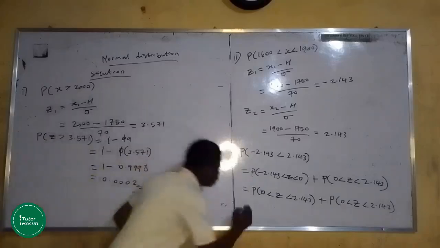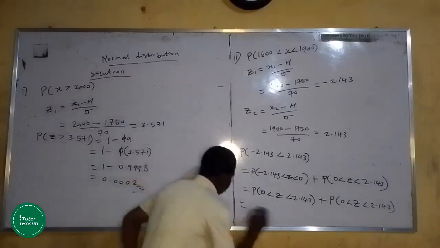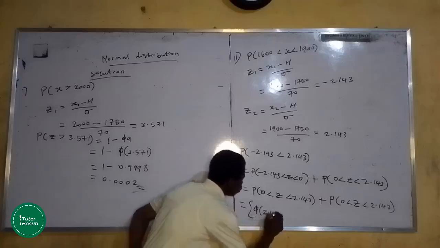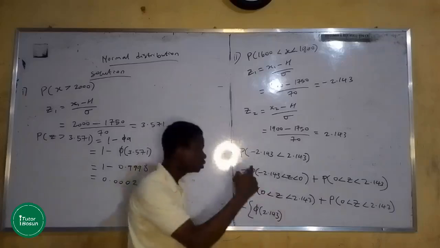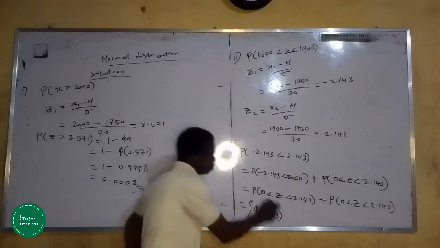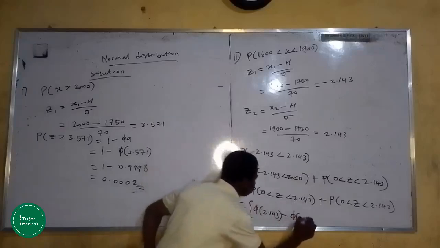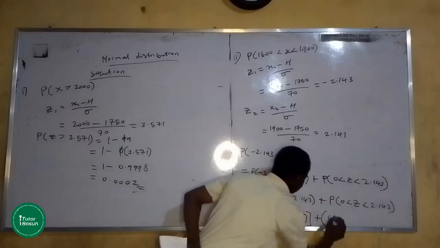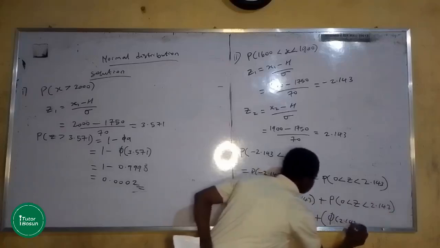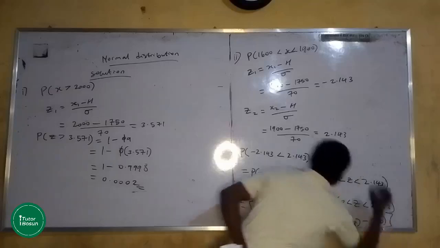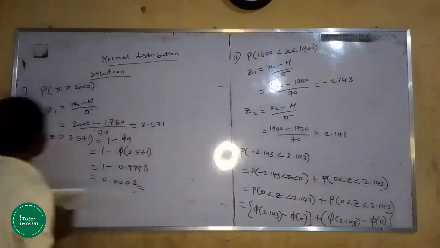So we can easily convert this to phi. We have phi of 2.143 minus phi of 0, plus phi of 2.143 minus phi of 0, from one of our rules, which happens to be the last rule.